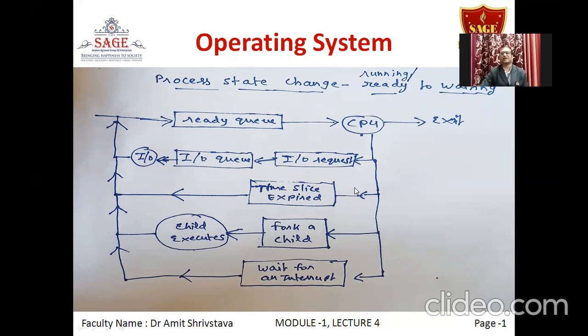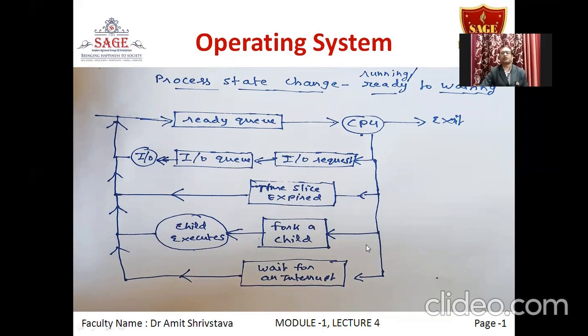The second condition is when the time slice expires. This also we have discussed, that in case of multiple users or multiple processes, we allot a small time slice to every user, and as the time slice is completed for that particular process, the CPU switches that process from running back to the ready queue.